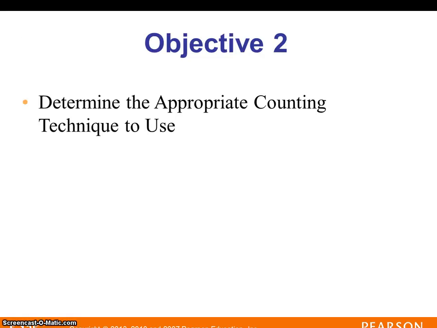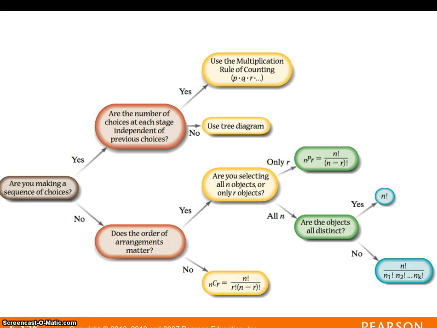So that brings us to objective 2, which is determining the appropriate counting technique. This would be from 5.5. The last couple of examples we're looking at are taking problems from 5.3 or 5.4. So here's the flow chart you'd want to use: are you making a sequence of choices, either yes or no? Does the arrangement matter? If no, then you use a combination. If yes, then you'd want to use a permutation.